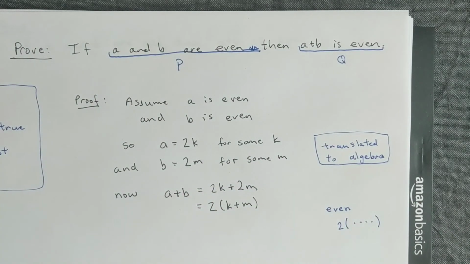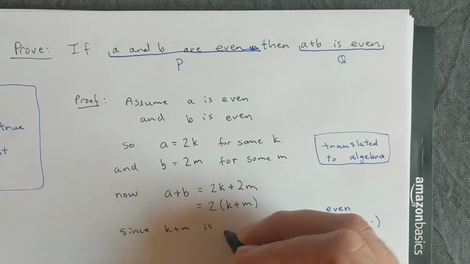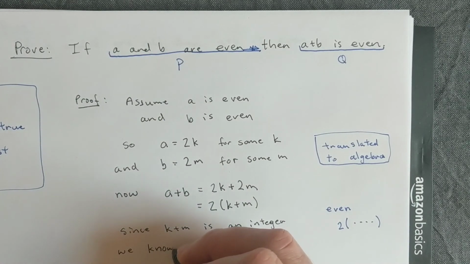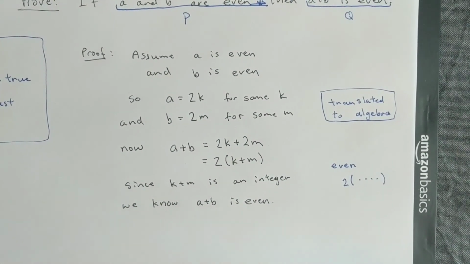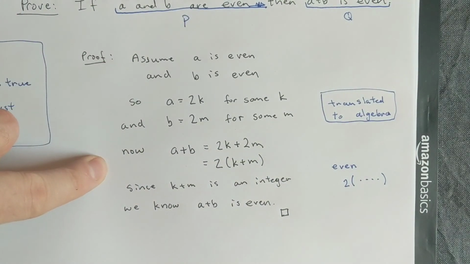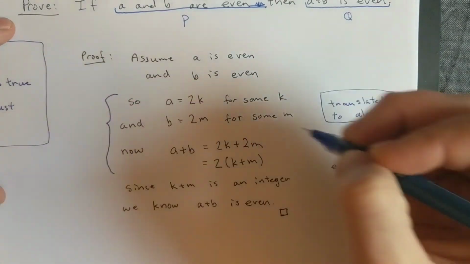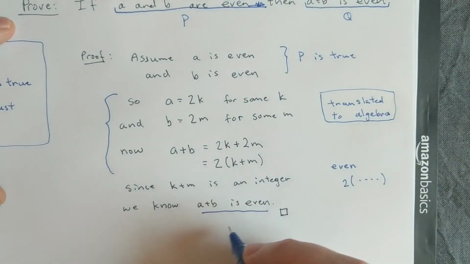Since k plus M is still an integer, we know that A plus B is even. And in the end, we want to end this. Usually, the modern way is just to put a box to show that you've ended the proof. So notice that we've ended with the statement Q. We've started with the statement P, and in between, we have used algebra to show that Q is true given P. Okay, so here's the algebra work. This is P is true, and then we end with Q is true.